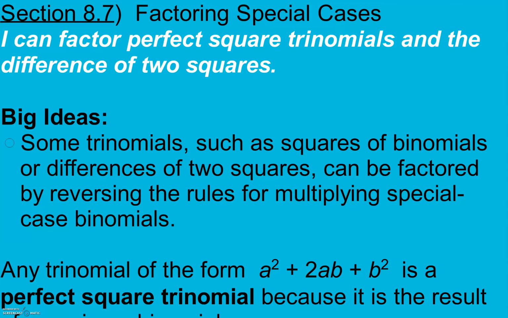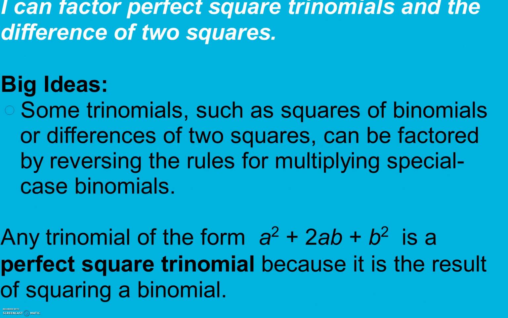Section 8.7 is factoring special cases. Learning target here and what we're shooting for: I can factor perfect square trinomials and the difference of two squares. Big ideas here: some trinomials, such as the squares of binomials or differences of two squares, can be factored by reversing the rules for multiplying special case binomials.